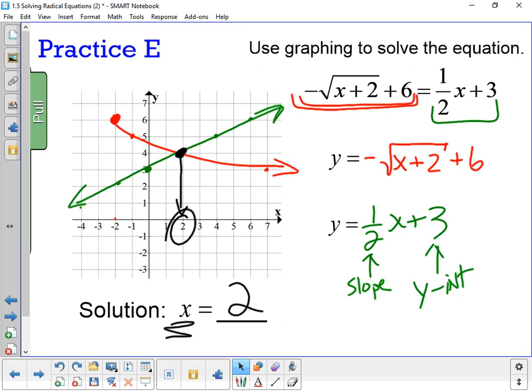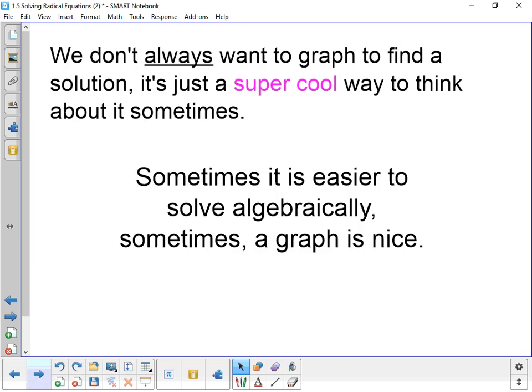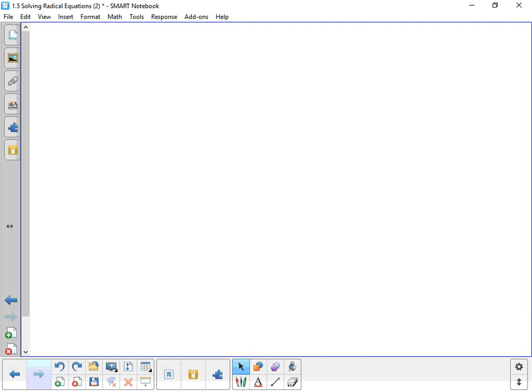And again, we could have solved it algebraically, but it would be difficult to solve this algebraically. So solving by graphing can be a good way of thinking about it. And again, you don't always want to solve that way. It's just a cool way of thinking about it. Sometimes it's easier to do algebraic. Sometimes the graph is easier. It just gives you one more option, one more tool in your toolbox.